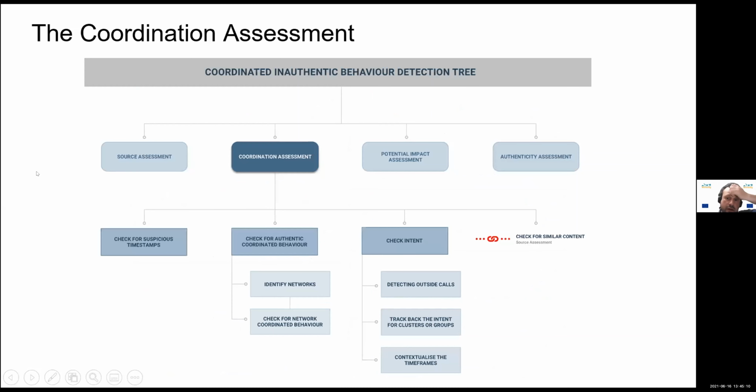The second branch is the coordination assessment. It helps to delimit a network of accounts and to assess coordination between them. The most useful thing here is to check timestamps, and timestamps will reveal four different kinds of behavior. You will find humans behaving like a robot, robots, or robots behaving like a human.